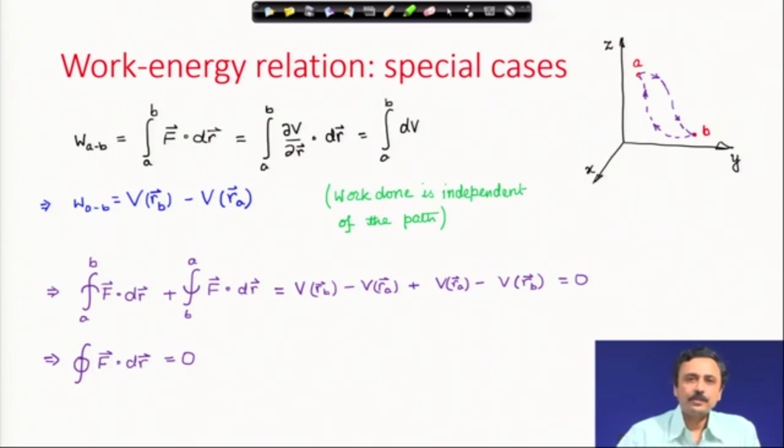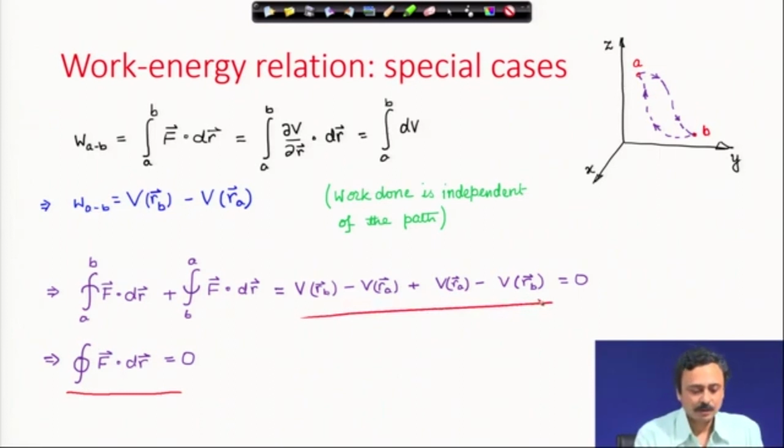Therefore, now I have traversed a complete path. This integral indicates that it is the closed path. So, the integral over a closed path of F dot dr then must be 0, because this right hand side turns out to be 0. Therefore, over a closed path F dot dr must be 0.